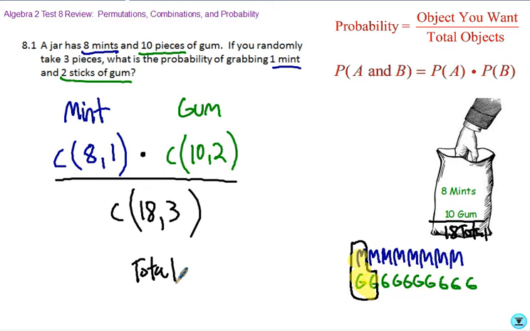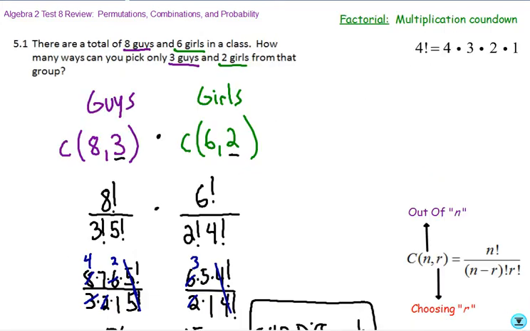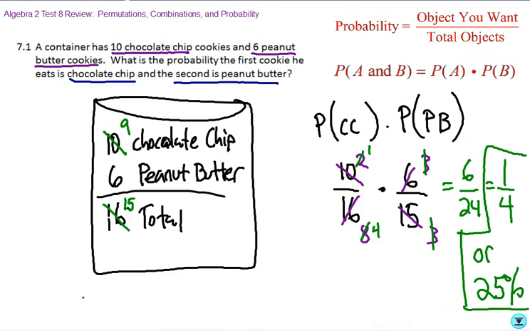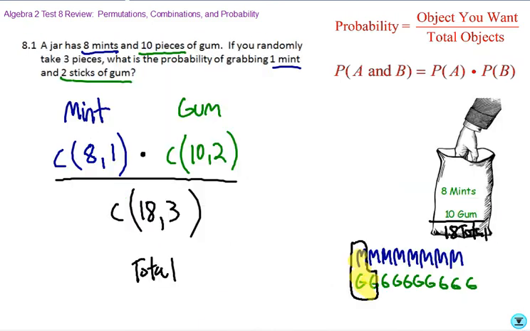How this problem is different than what we looked at earlier, I guess number 5, with guys and girls. That wasn't saying what's the probability that we'd get 3 guys and 2 girls. That was saying how many different ways can we arrange this group of people. So there's no fraction there. It's only when we talk about probabilities that there's a fraction.